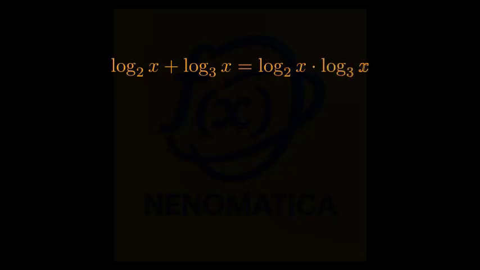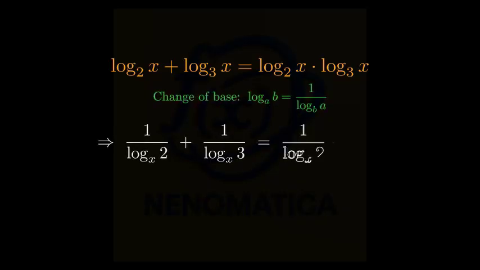Example: we will solve the logarithmic equation exactly as shown in the reference steps. The equation is log base 2 of x plus log base 3 of x equals the product of log base 2 of x and log base 3 of x. Step 1. Apply the change of base formula to rewrite every logarithm using base x. Log base a of b equals 1 over log base b of a. This gives 1 over log base x of 2 plus 1 over log base x of 3 equals 1 over log base x of 2 times 1 over log base x of 3.